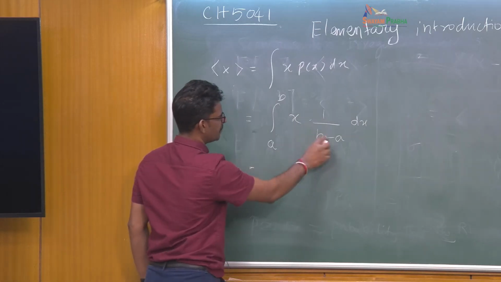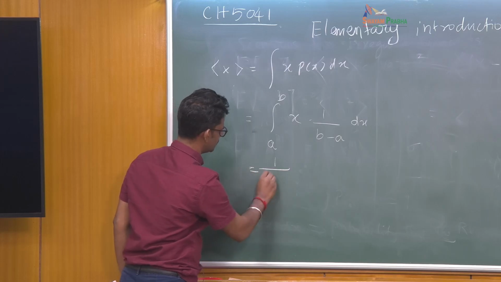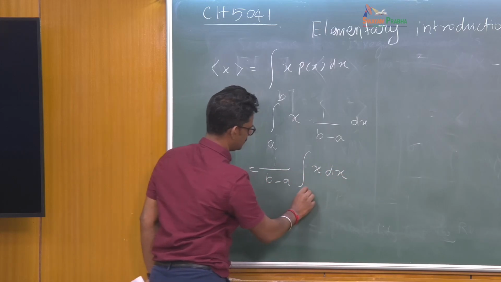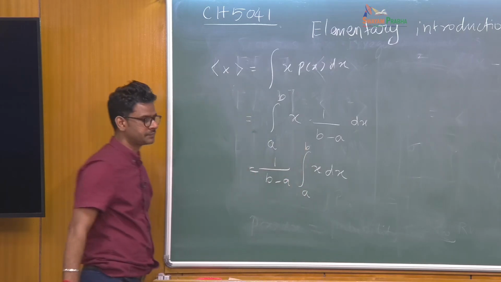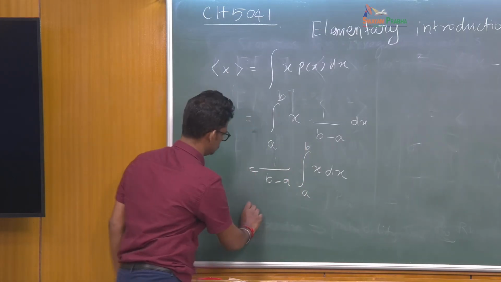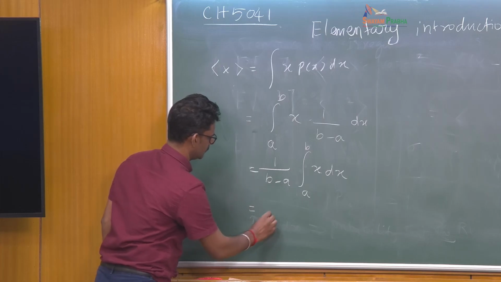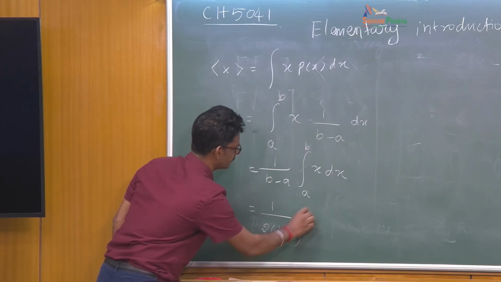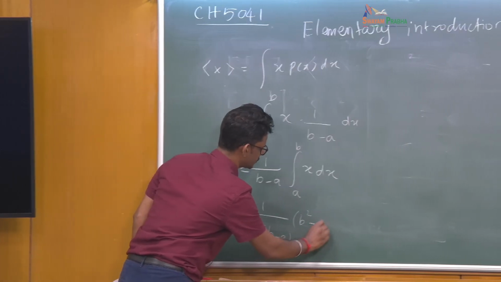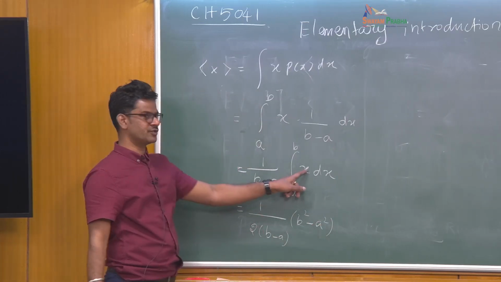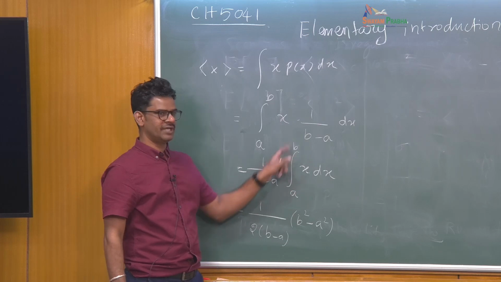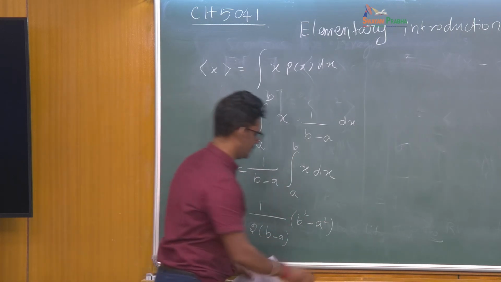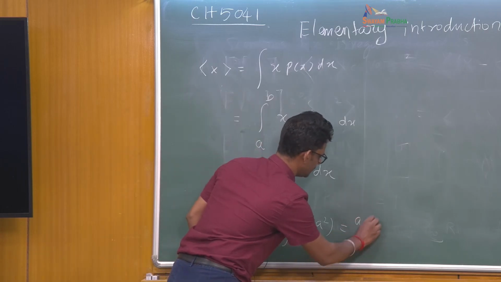So we take this 1 by b minus a outside because that's a constant, and then we have only x dx in the limit a to b. So we get 1 by 2 times b minus a, times b square minus a square. You get x square by 2, and if you put the limits, you get b square minus a square, 2 comes out here, and this basically becomes simply a plus b by 2.